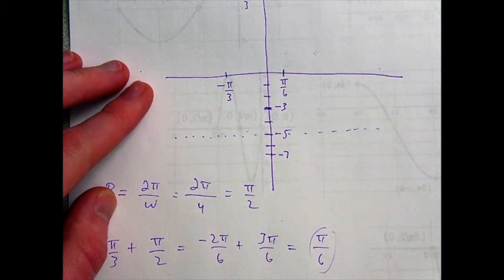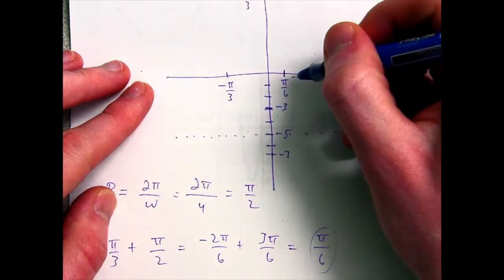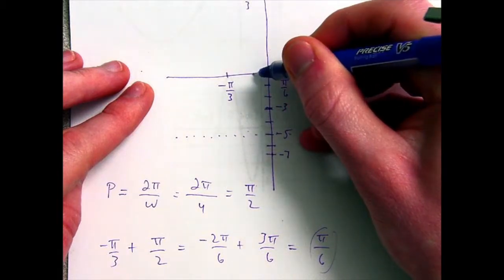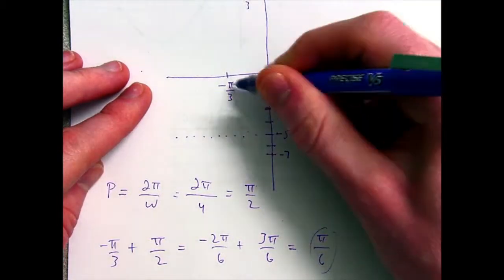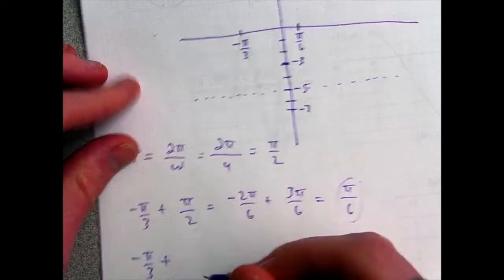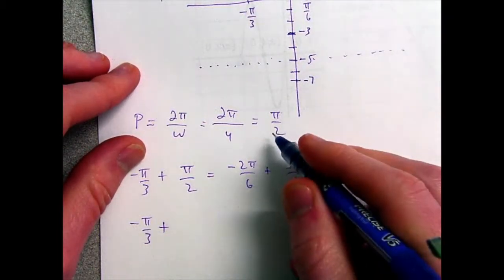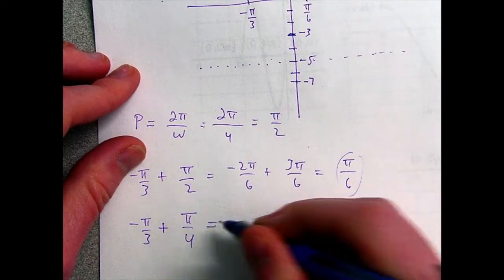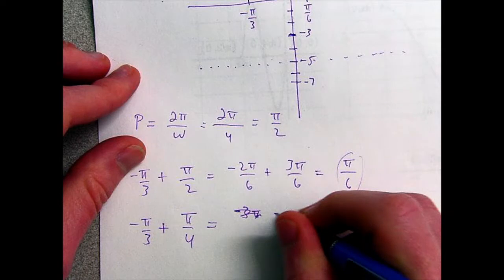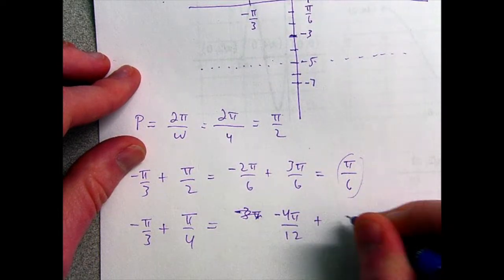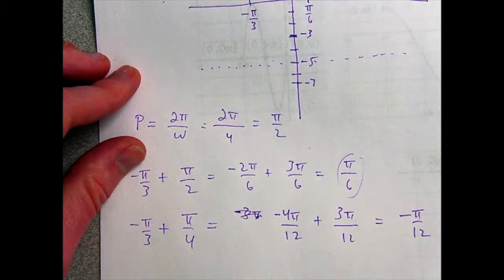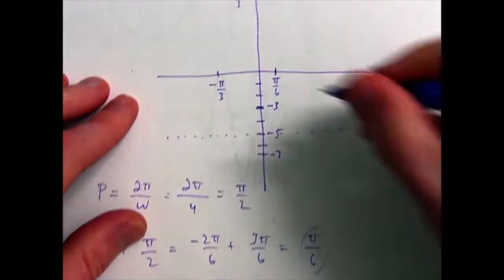And then I also want to find the middle of my cycle, right? Now, the middle of the cycle can be found in a few different ways. You could take this number and add half the period, right? That would certainly work. Or you could add these two numbers together and divide by 2. I'll just take the -pi/3 and add half the period. Now, the period is pi over 2, so half of that is pi over 4. So what does this give me? Well, I need common denominators, so that's going to be -4 pi over 12 plus 3 pi over 12, and that gives me -pi over 12. So that is the middle of my cycle, -pi over 12.